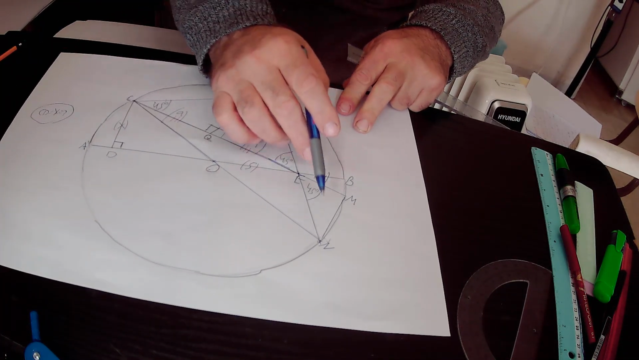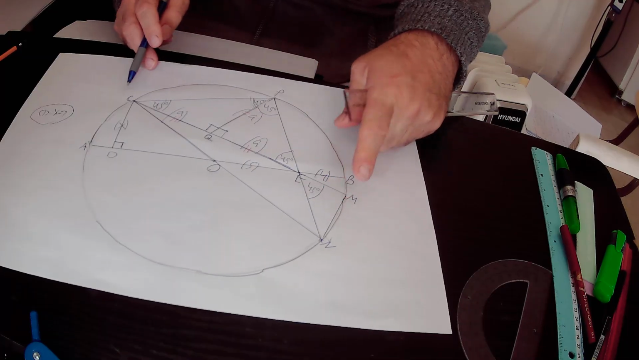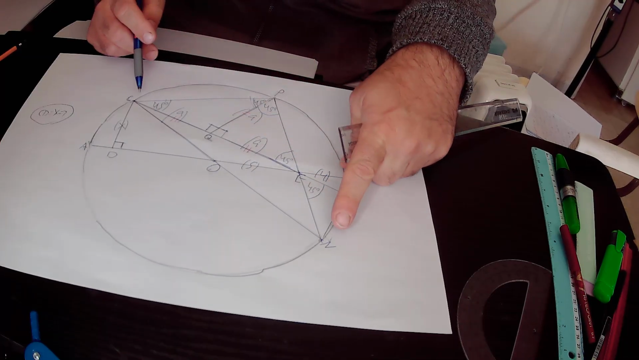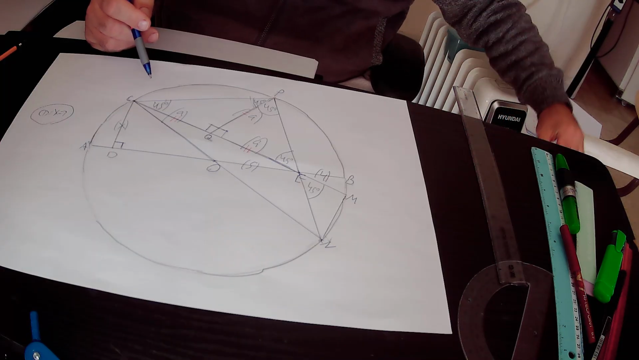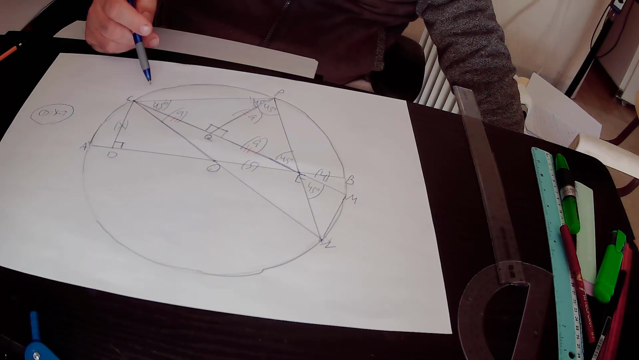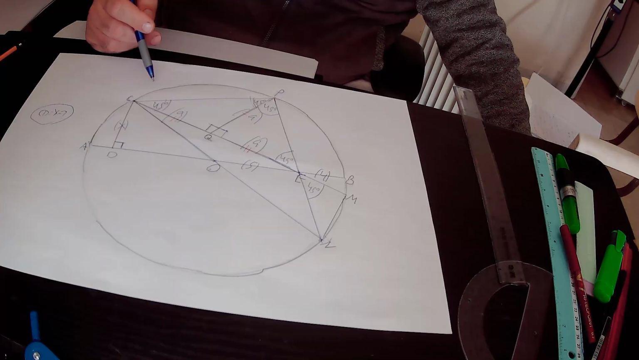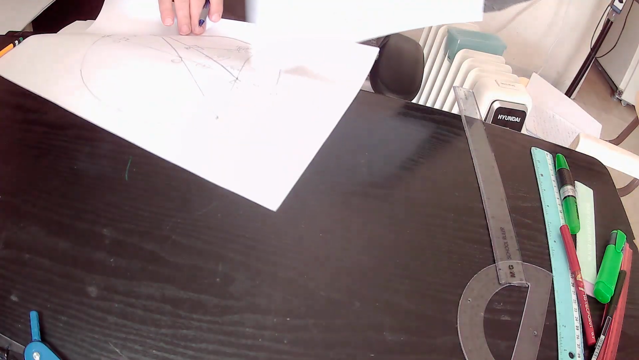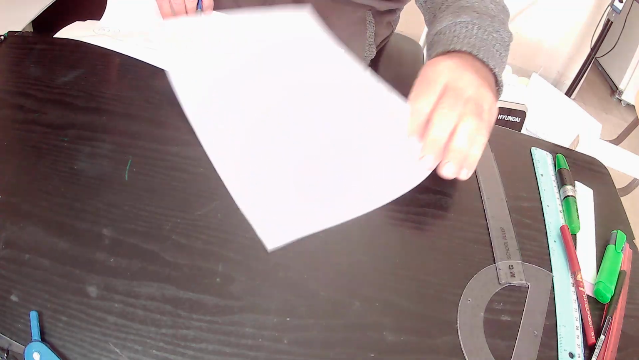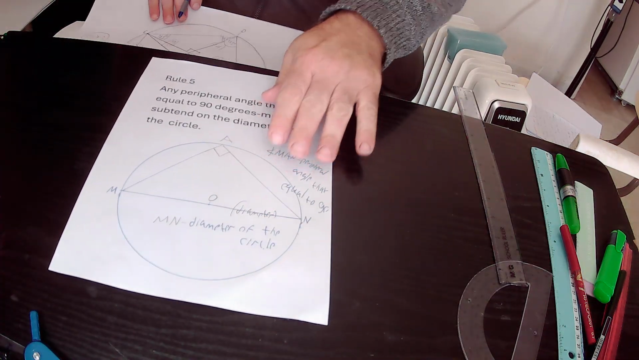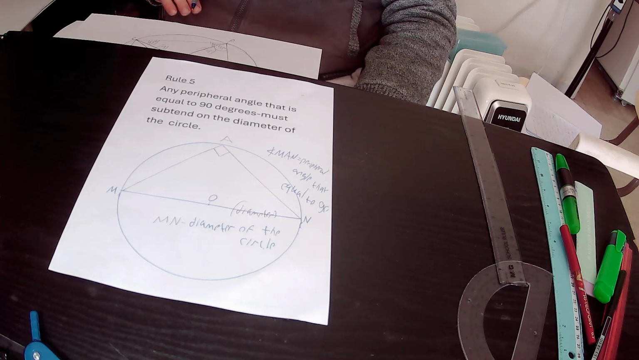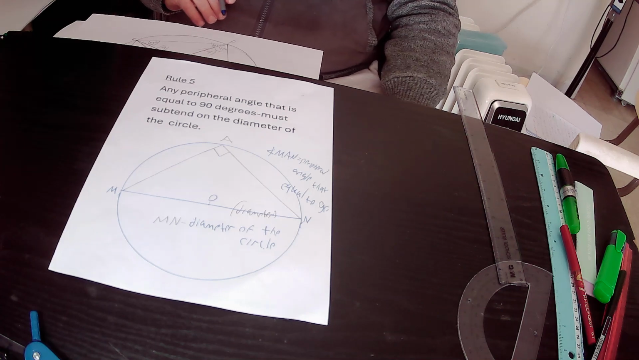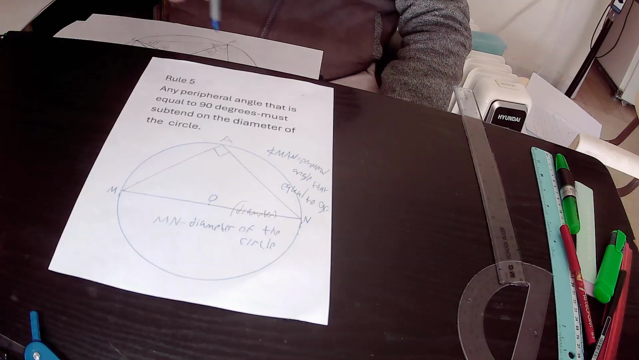Angle CPN subtends chord CN. Again, angle CPN subtends chord CN. Therefore, we can implement here rule 5, specifically rule 5. According to rule 5, any angle that is equal to 90 degrees inside must subtend the diameter of the circle. In the drawing, we have a circle.